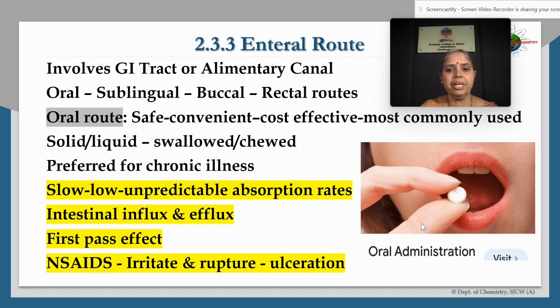And NSAIDs refers to non-steroidal anti-inflammatory drugs. These non-steroidal anti-inflammatory drugs can irritate the tract of the intestine, and they can also cause ulceration. So these are the disadvantages and advantages of the oral route.